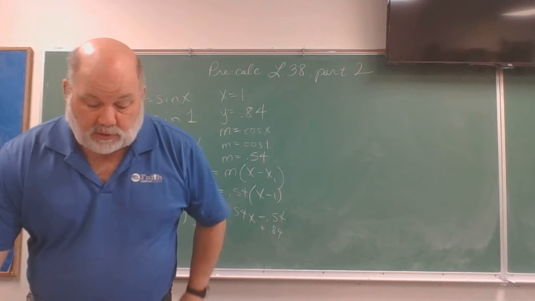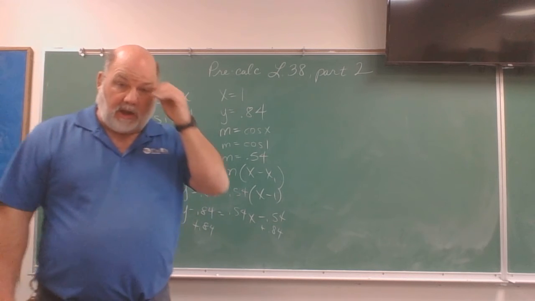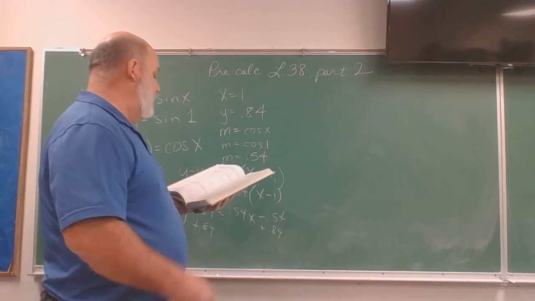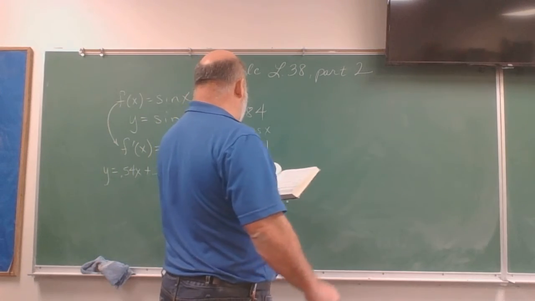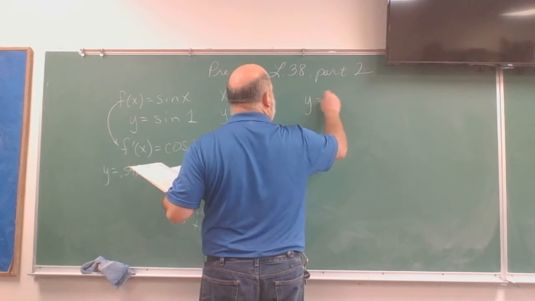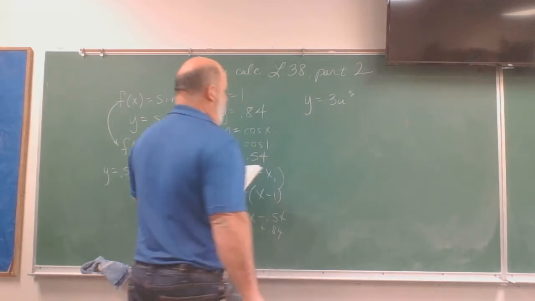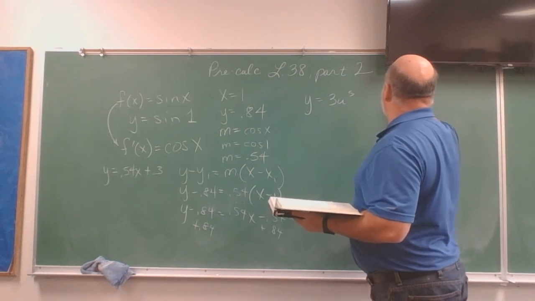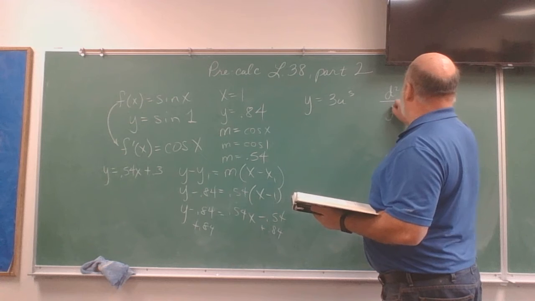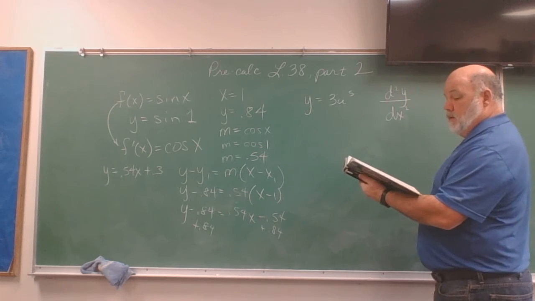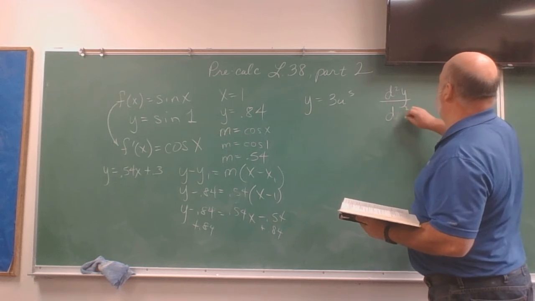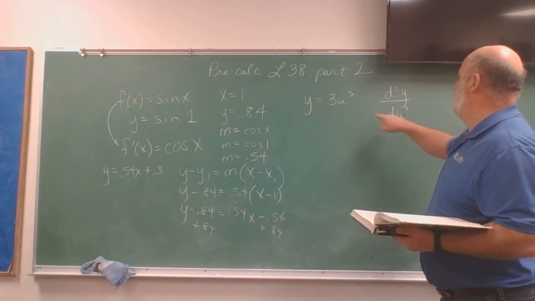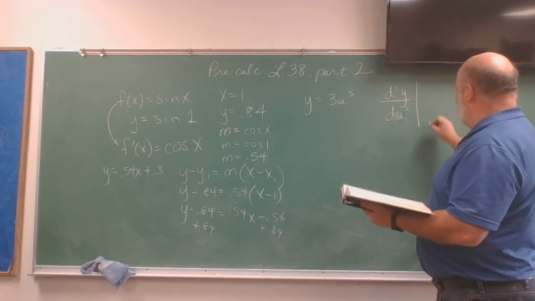Moving on to page 198, 38D, higher order derivatives. This one is actually pretty easy. In 38.5, it says y equals 3u to the fifth. And then it says find d squared y over dx squared, or over du. It uses the letter u. This u here could have been an x. And then they have this line, and they have a 2 there.